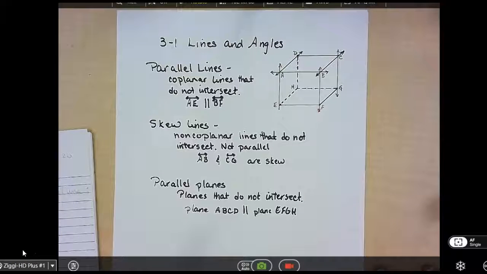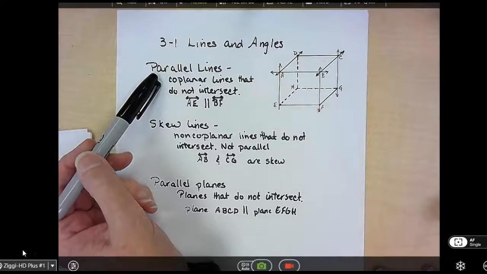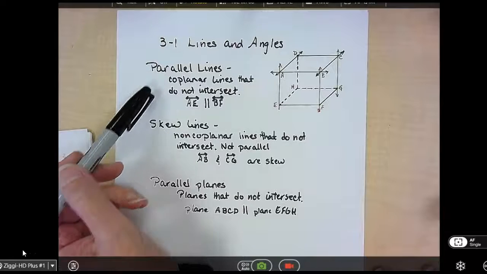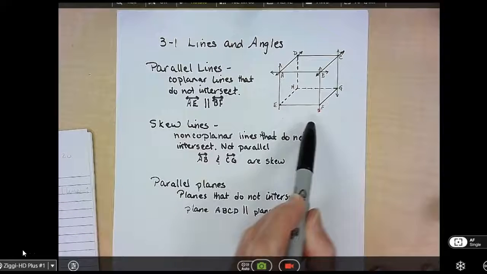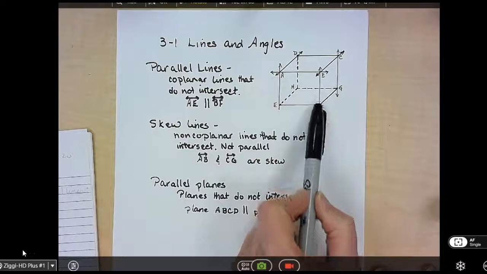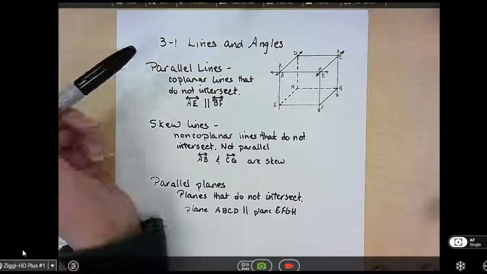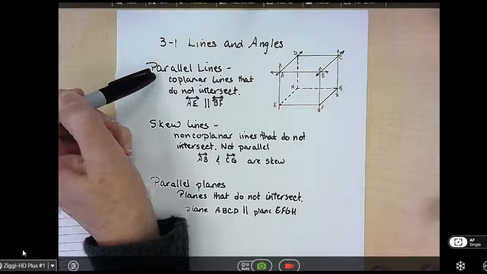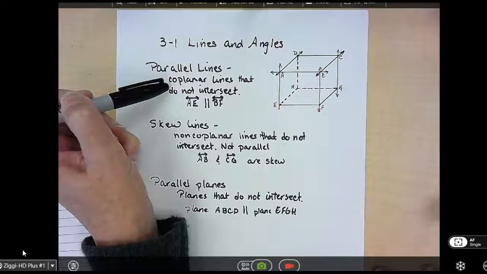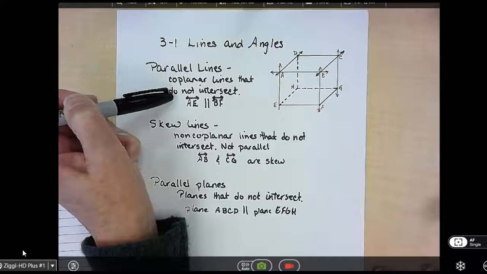Okay, 3-1 deals with lines and angles. So we're going to be talking about parallel lines, skew lines, and parallel planes. If we look at our drawing over here, I have a three-dimensional box with lines in all different directions. To be parallel lines, they're coplanar lines that do not intersect.